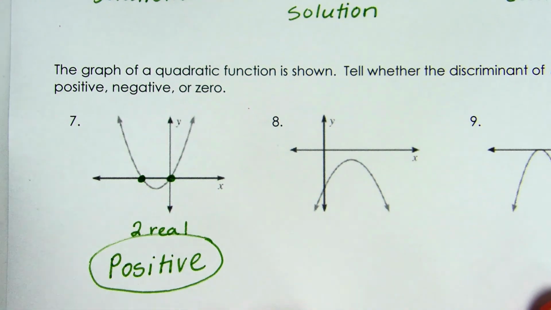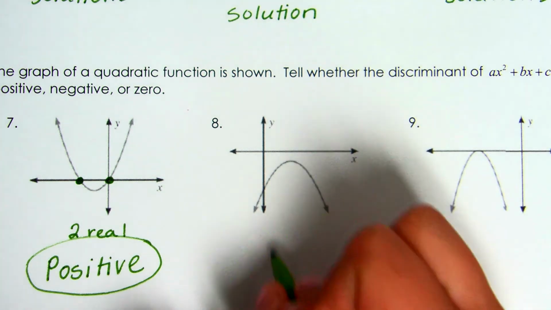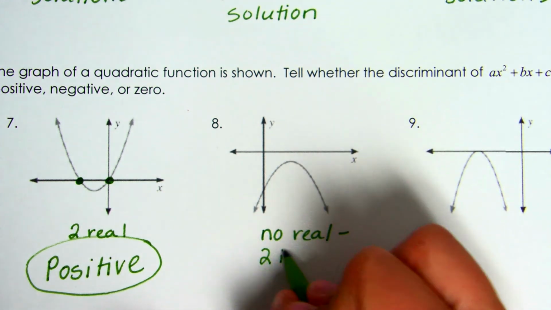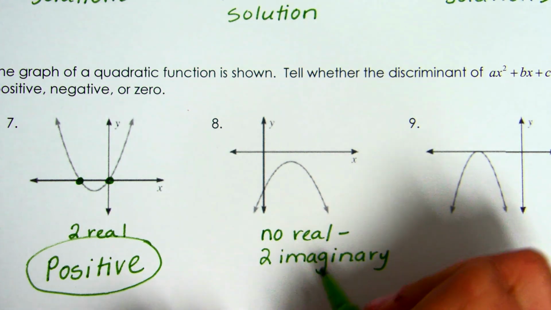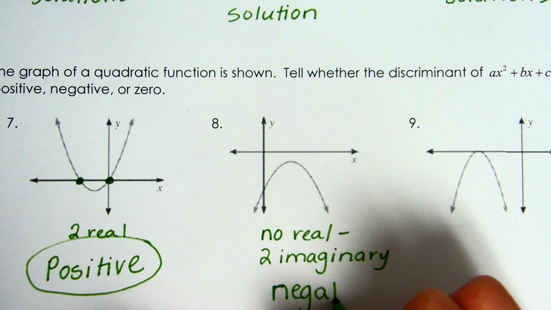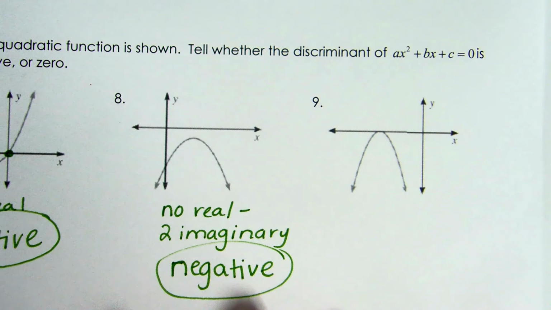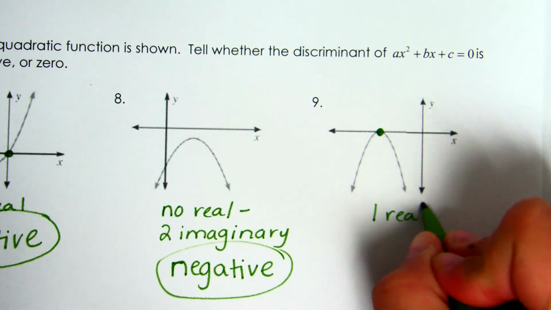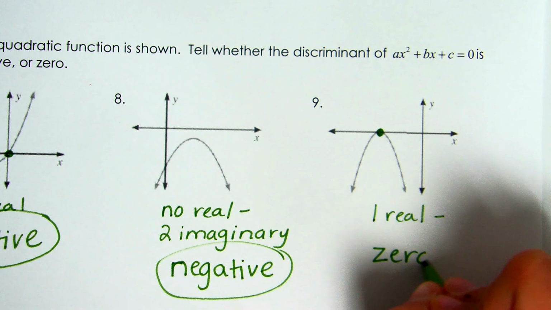Sorry, a little bit down off the screen there. Number 8 has 0 x-intercepts, which means no real solutions. No real, but that means 2 imaginary solutions. And 2 imaginary solutions comes from a discriminant that is negative. Last but not least, number 9 touches my x-axis once, meaning it has 1 real solution. 1 real solution means that my discriminant is 0.